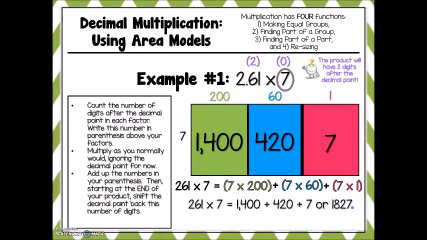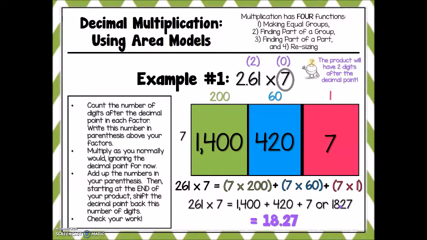So in the whole number 1,827, I know it has a decimal point on the end. So I'll shift that back 2 places for a total product of 18 and 27/100ths. And to check my work, I can think, well, 2 and 61/100ths is in between 2 and 3. 2 times 7 would be 14, and 3 times 7 is 21. So my answer should be between 14 and 21, and 18 and 27/100ths is.